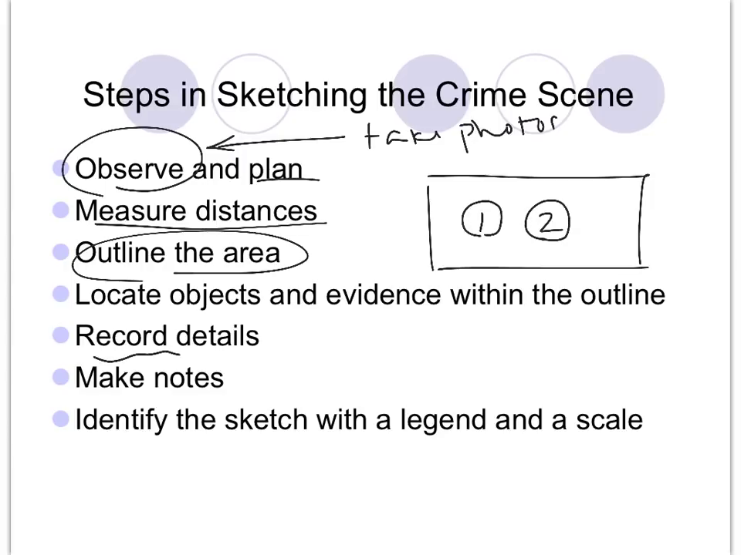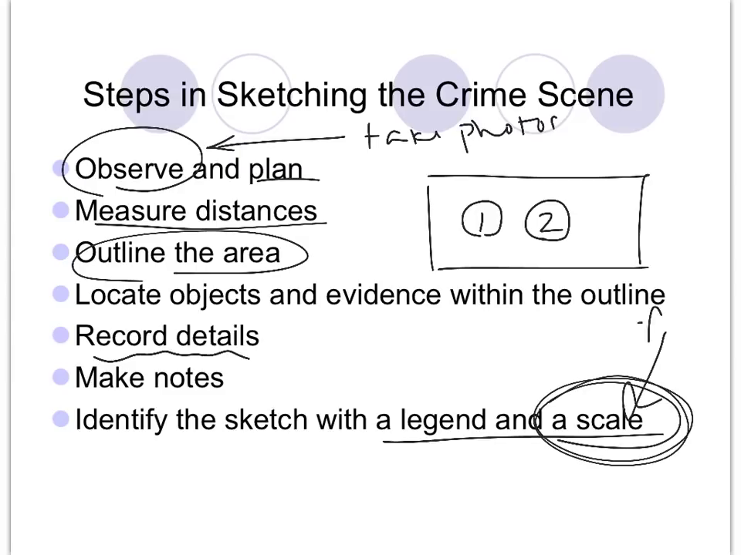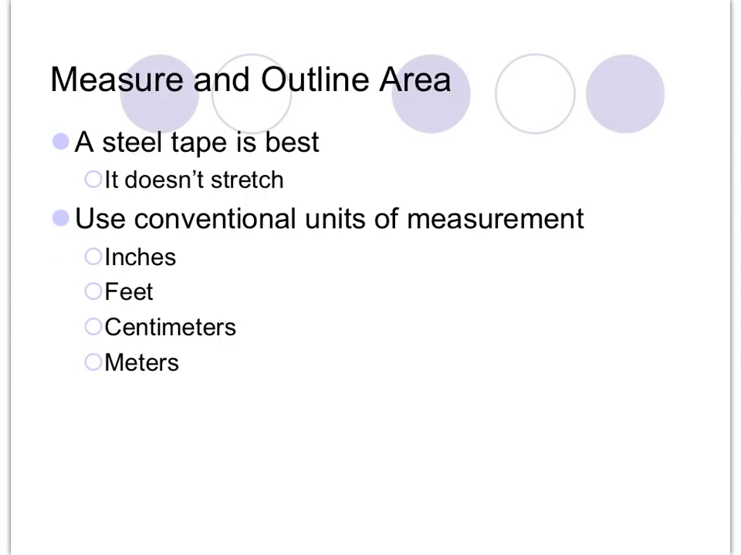Record any details that you see in a notebook. As you're starting to go through the scene, maybe you notice that the weapon is located close to the body, or it's put somewhere like in a trash can or whatever else. You want to make sure you note that. And then identify with a legend and a scale. So we said earlier that you don't need a scale for the rough sketch, and that's true, but that scale is going to be needed for your final sketch.